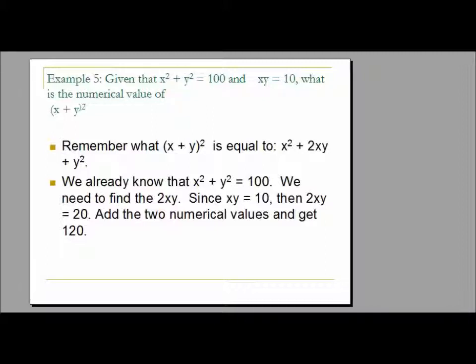We already know that x squared plus y squared equals 100. We need to find the 2xy. Since xy equals 10, then 2xy equals 20. Add the two numerical values and get 120.